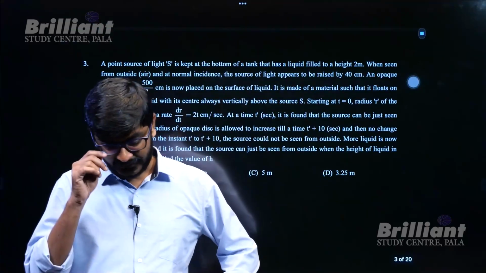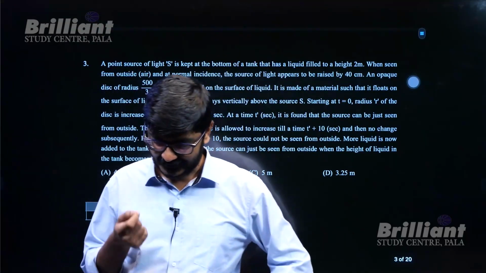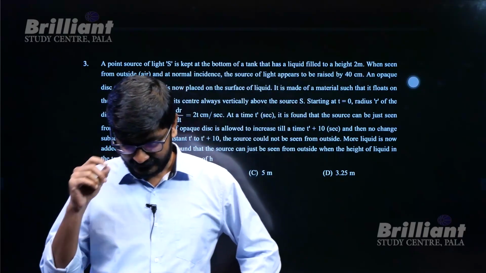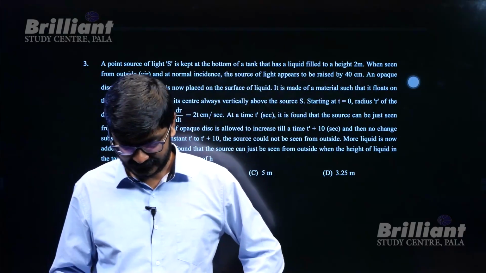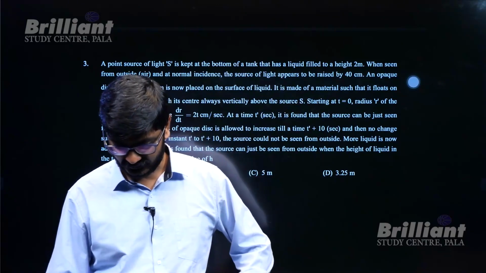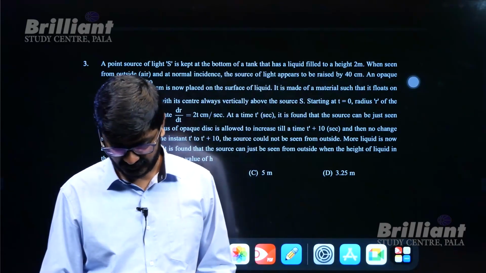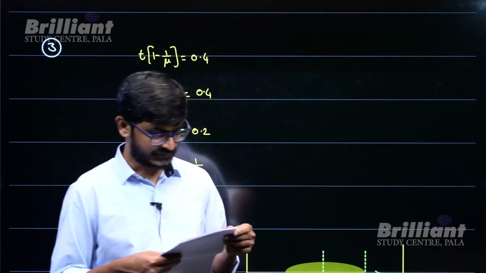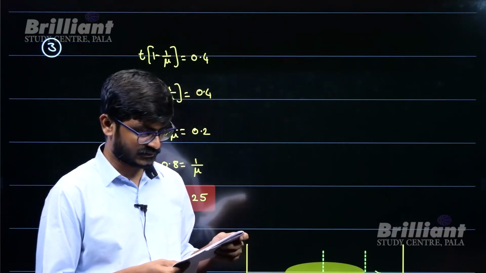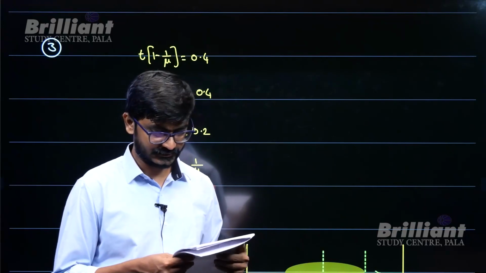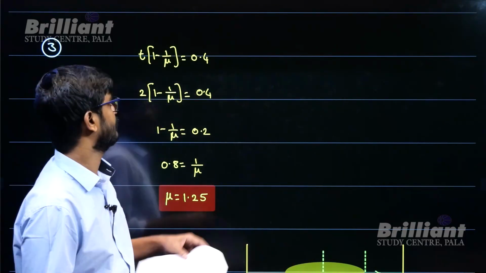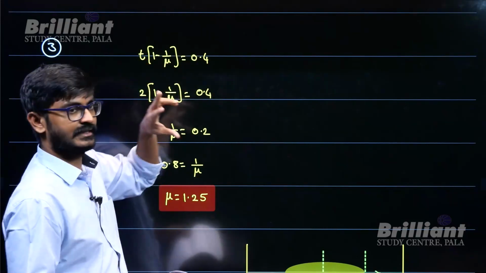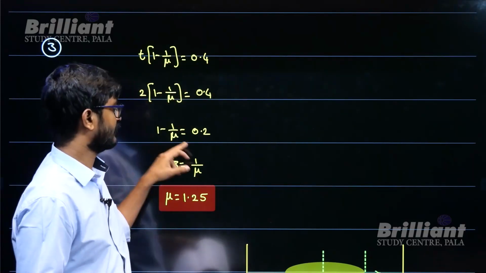A point source of light S is kept at the bottom of a tank that has a liquid filled to height 2 meters. When seen from outside, you can read the question, have the question paper beside you because I need to explain it using the figure. They said that when seen from outside, the source shifts by 40 centimeter. So the shift is given as 40 centimeter. T into 1 minus 1 by mu is 40 centimeter. Now the total length of the water is given as 2. So from there we can find the mu value.